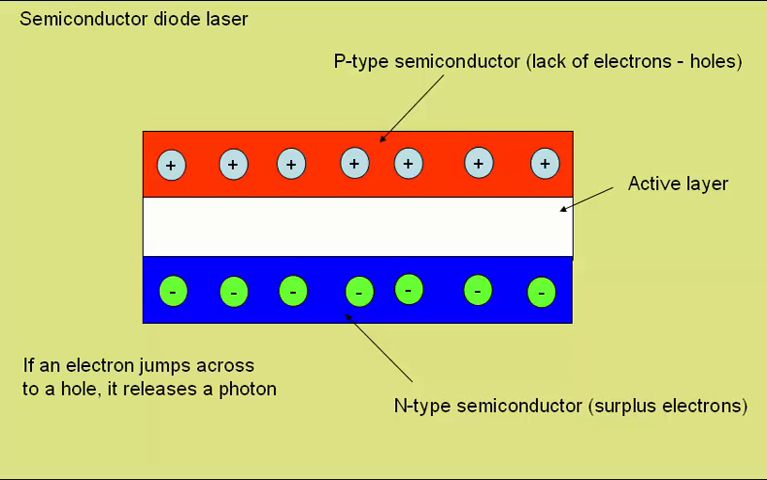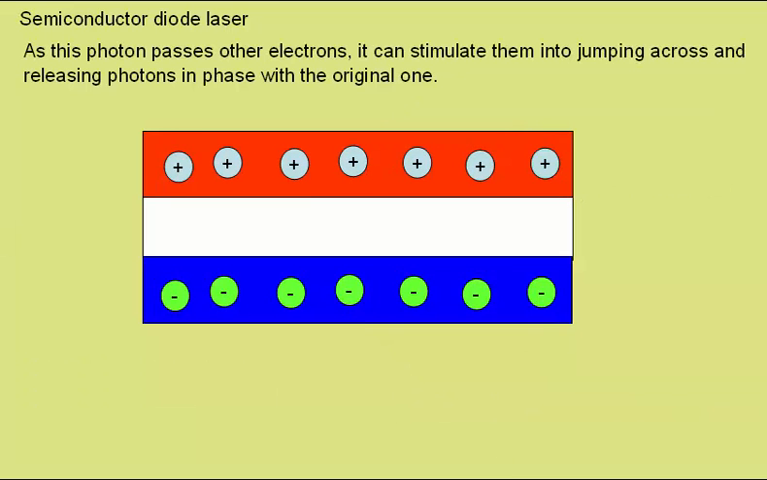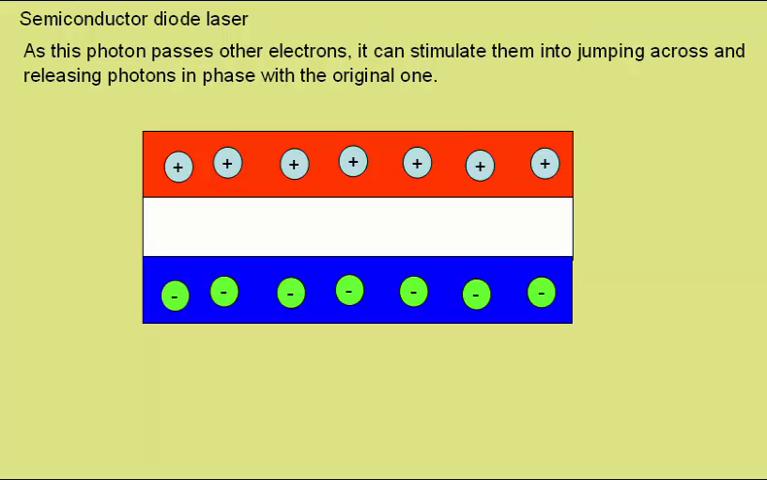If an electron jumps across to a hole, it releases a photon, like this. As this photon passes other electrons, it can stimulate them into jumping across and releasing their own photons in phase with the original one, like this. So this will be the first electron to jump across. As it passes the others, they all release their own photons. Just do that once more. The right-hand electron jumps across, and as it passes the other electrons, they all are stimulated to jumping across, releasing photons in phase with the original one.